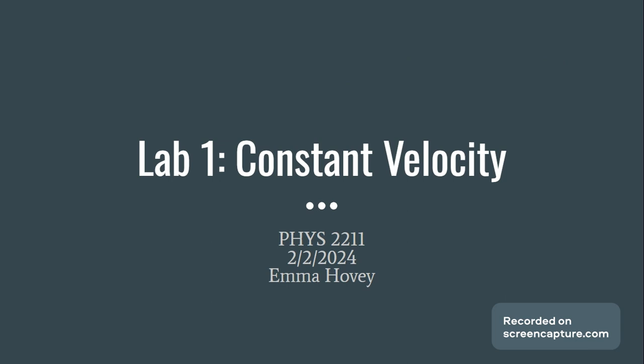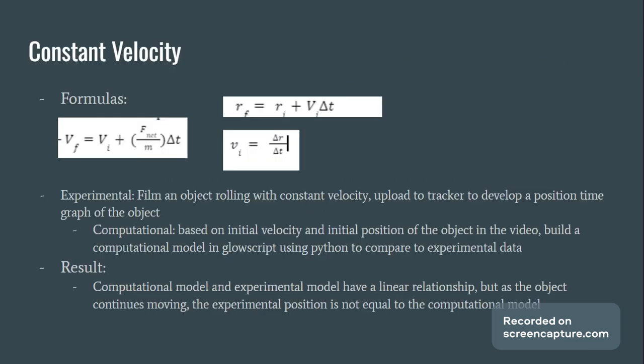So this is the constant velocity lab. Constant velocity is the same speed and direction of an object, and the purpose of this lab was to create an experimental model of an object rolling at constant velocity, and then build a computational model of an object moving at constant velocity as well to compare.